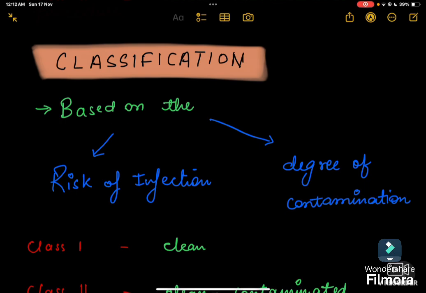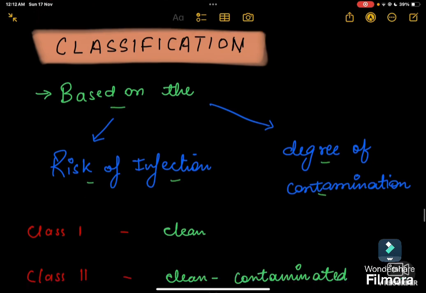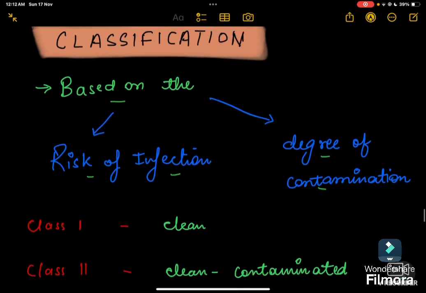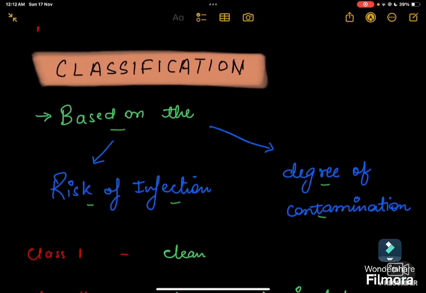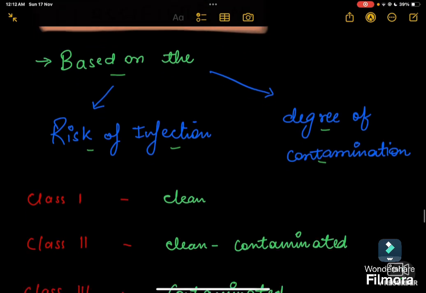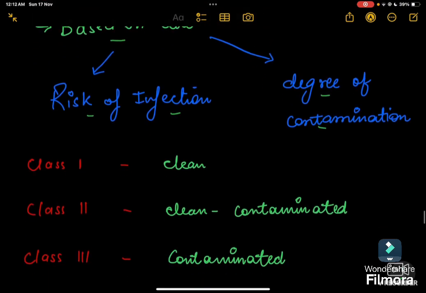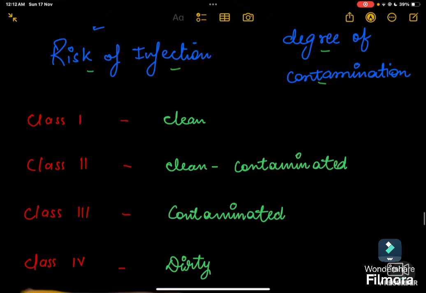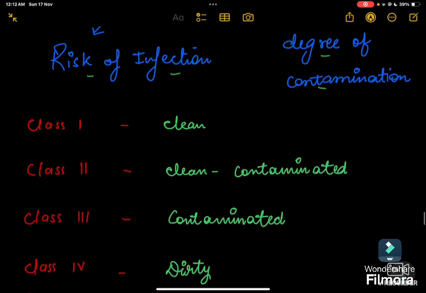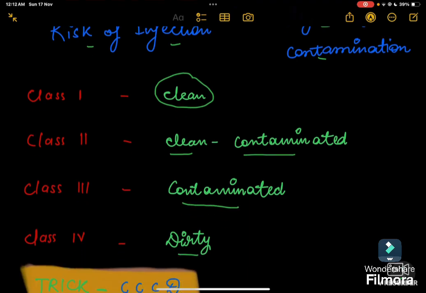Classification is based on two things. One is risk of infection, other one is degree of contamination. So we can see here, classification based on risk of infection and degree of contamination. Now there are four classes in which surgical wound is categorized: class 1, 2, 3 and 4. Class 1 includes clean wounds. Class 2 includes clean contaminated wounds. Class 3 will include contaminated wound. And class 4, dirty wound.